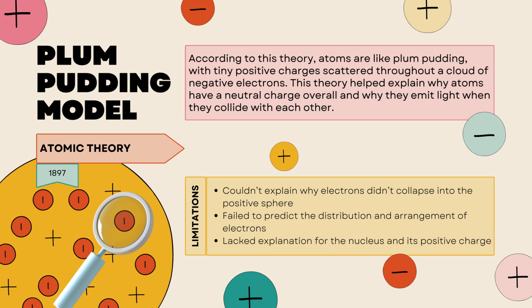Limitations. Couldn't explain why electrons didn't collapse into the positive sphere. Failed to predict the distribution and arrangement of electrons. Lacked explanation for the nucleus and its positive charge.